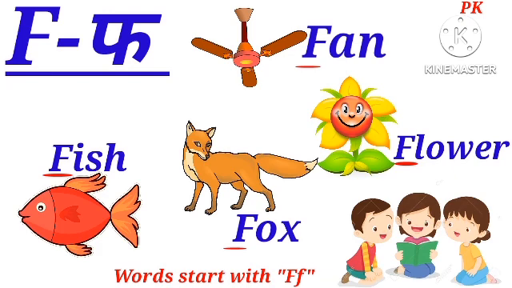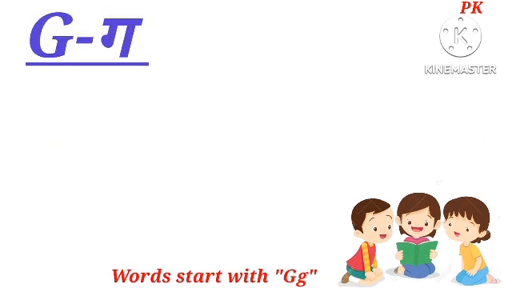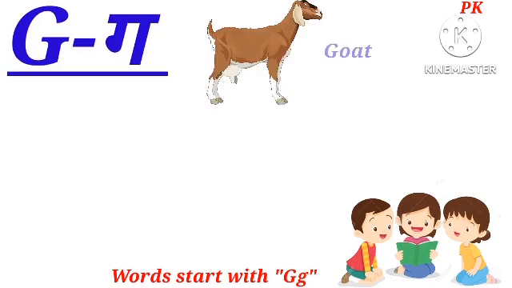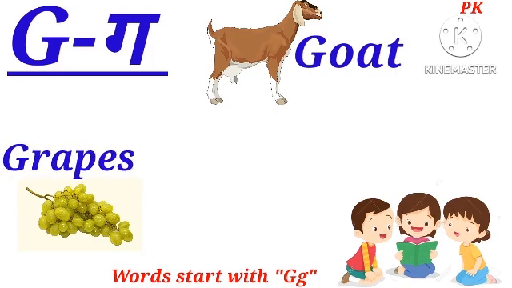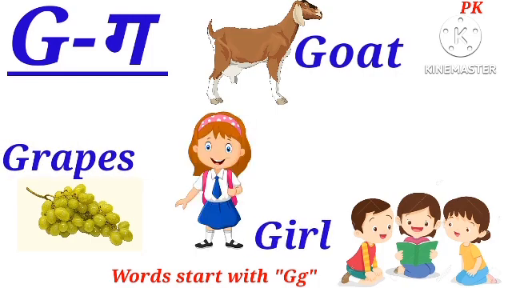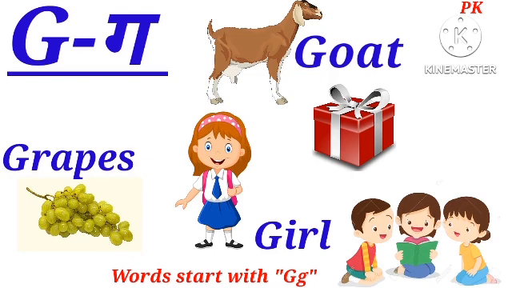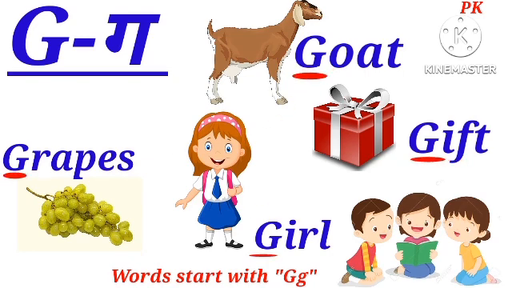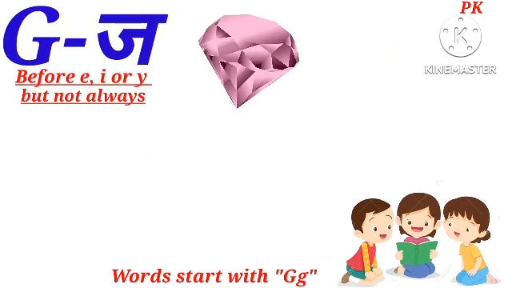G, and it sounds G. So G says G goat. G grapes. G says G girl and G gift. So here, what is the starting letter? G, and it sounds G. So G says G.